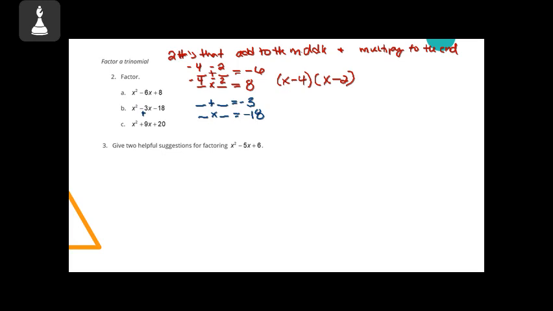So thinking about 18, we've got 9 and 2, 6 and 3, 18 and 1. So the only pair that, with adding, I'm going to get to 3 is 6 and 3. So if I want to get -3, -6 plus 3 is -3. -6 times 3 is -18. So this one is x minus 6 and x plus 3.